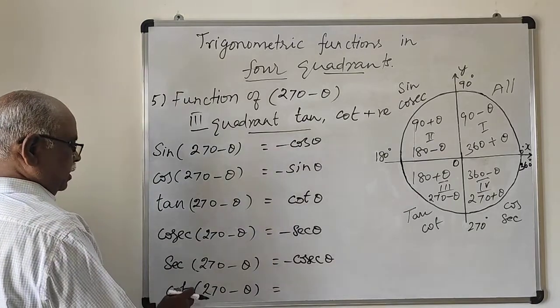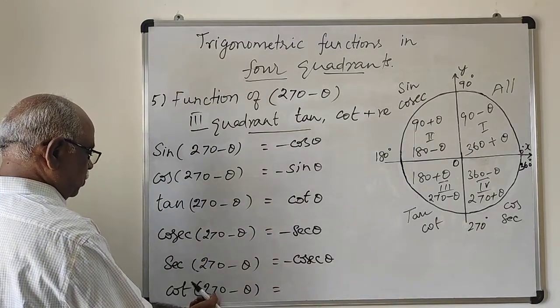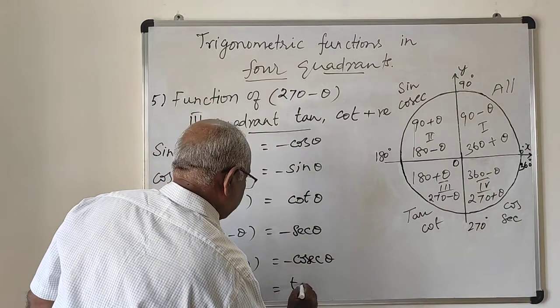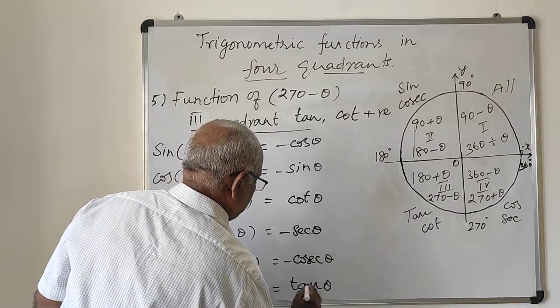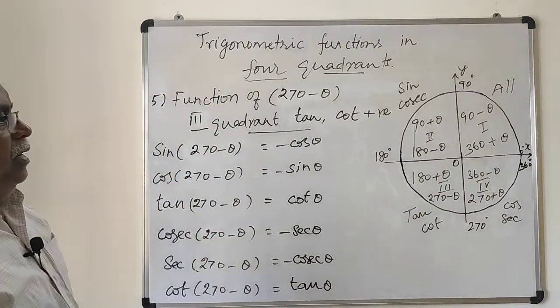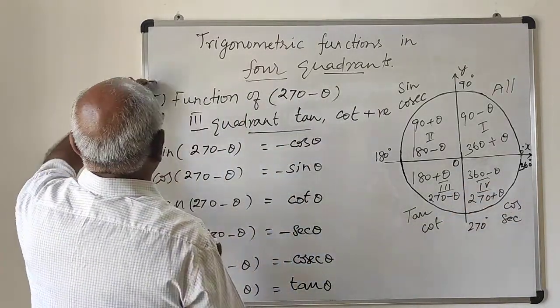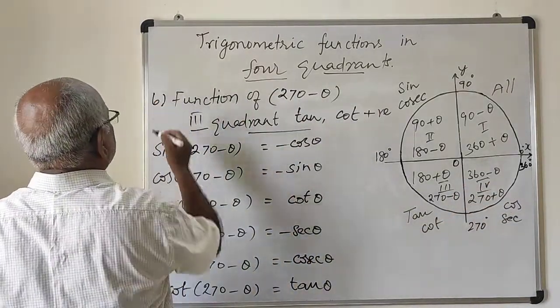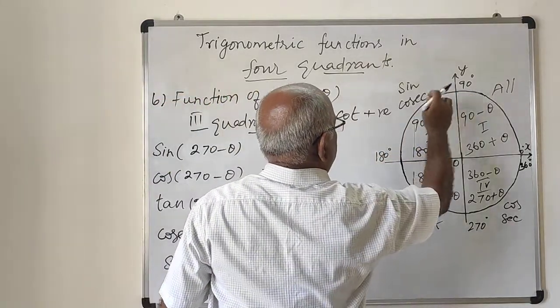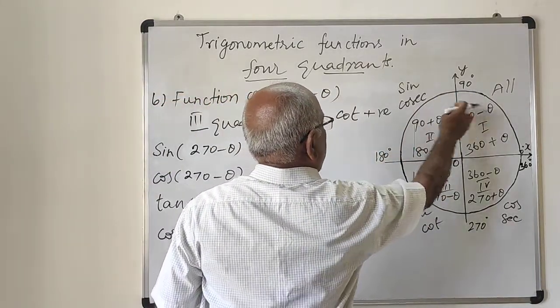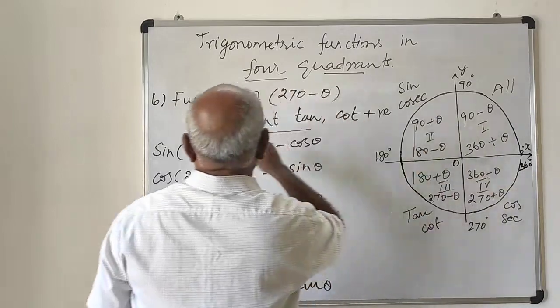And cot 270 minus theta: third quadrant cot positive, 270 changes the ratio, this is plus tan theta. That's all about 270 minus theta. Next, 270 plus theta. The sixth one is 270 plus theta.